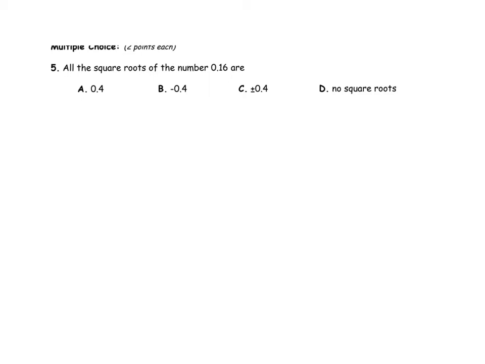Question number 5 said all the square roots of the number 0.16 are. What it's asking you is what times itself can give you 0.16. Your answers are going to be 0.4 or negative 0.4, so your answers could be A and B if you did it that way. Most people just circled C, but it's going to be both positive 0.4 and negative 0.4. That's how you do 5.